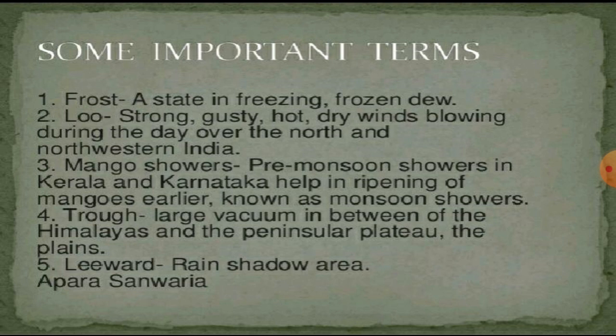The fourth term is trough: a large vacuum in between the Himalayas and the peninsular plateau and the plains. That vacuum is called a trough. Leeward, windward: I told you, the Eastern Ghat and Western Ghat are there. So the area facing towards the Arabian Sea is called the windward side, and the opposite of that is leeward. It is the rain shadow area.